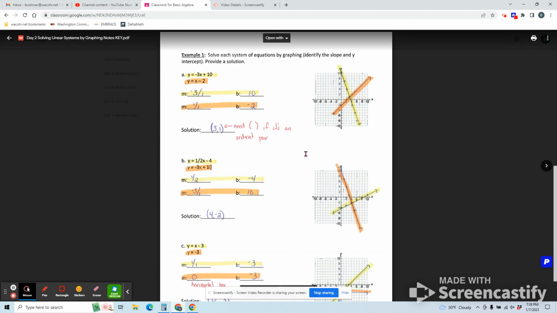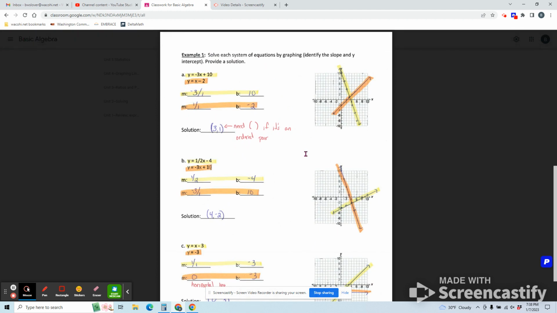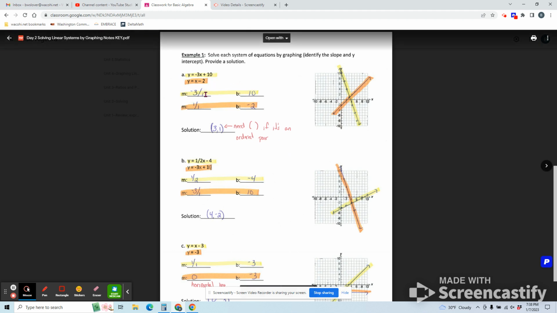So example 1, and throughout the notes I tried to highlight what went with what. So the yellow information all goes together, the orange all goes together to try and help you identify what piece of information went with what. So for all of this, it says solve each system of equations by graphing, identify the slope and y-intercept, and provide a solution. So the top one, identify my slope and my y-intercept, and then I graphed it.